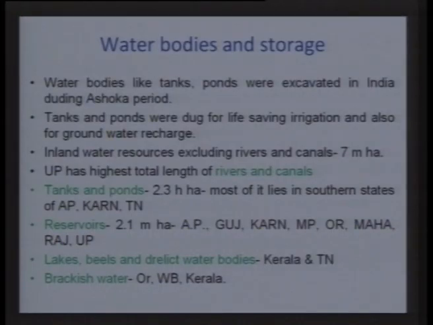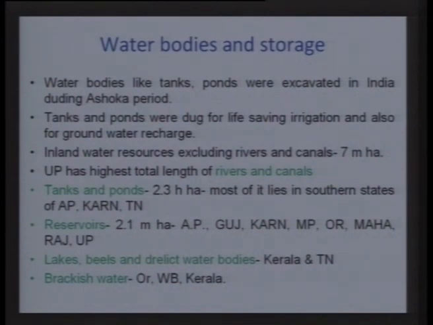Inland water resources excluding rivers and canals is to the tune of 7 million hectares, and we also find other forms of water bodies, water resources, that is rivers and canals. UP has the longest length of rivers and canals. Then tanks and ponds, we find the area under tanks and ponds is 2.3 hectare meter of water available through tanks and ponds, and most of it lies in the southern states of Andhra Pradesh, Karnataka and Tamil Nadu. So the tanks and ponds are basically prevalent in these southern regions.